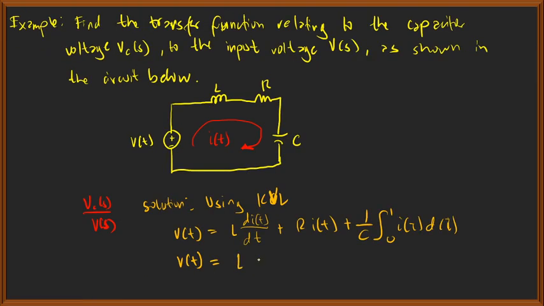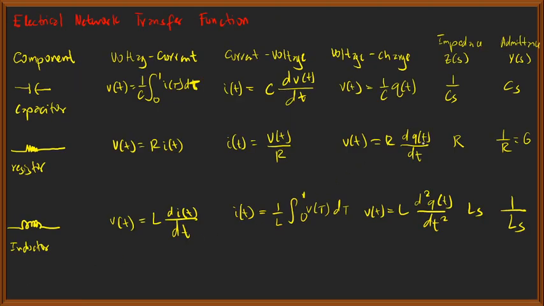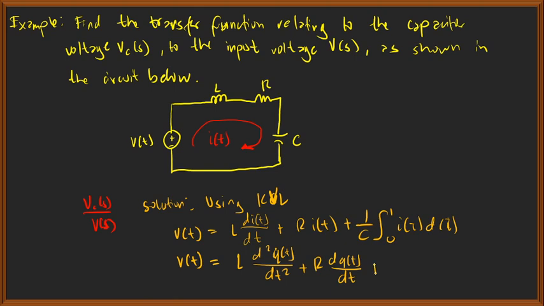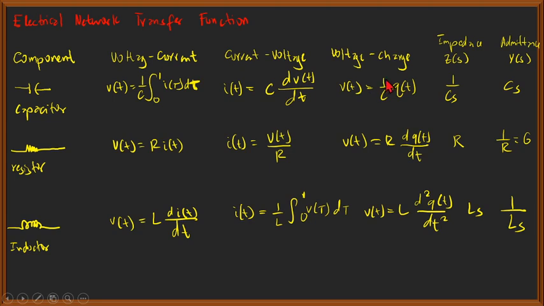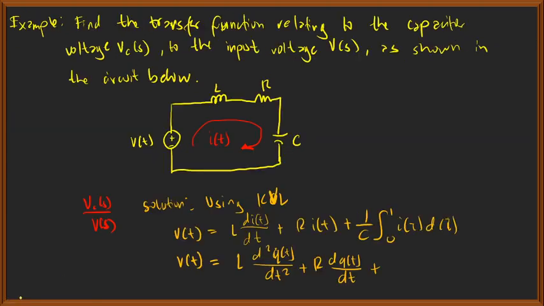So that will be L d squared q over dt squared, plus for our resistance, of course, we know that current is the first derivative of our charge, so that will be R dq over dt. Then for the capacitance, this will be 1 over C q of t. So as of now, we have terms in derivatives and the function itself, so we could now apply the Laplace transform.